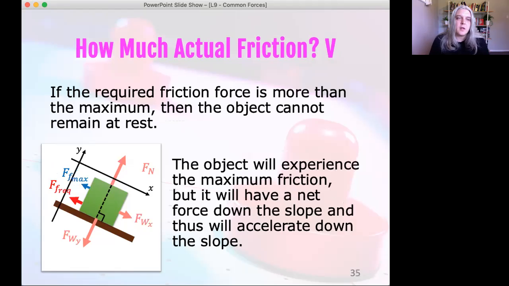If, on the other hand, the maximum friction force is less than what would be needed to oppose the motion completely and keep the object at rest, then that means that it will just take the maximum. You can't get more than the maximum, obviously, so the object would only experience the maximum friction, and it would then have a net force down the slope because there's not enough friction to cancel out that downwards, that parallel component of the weight force.